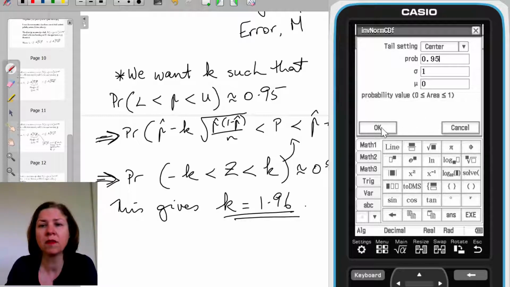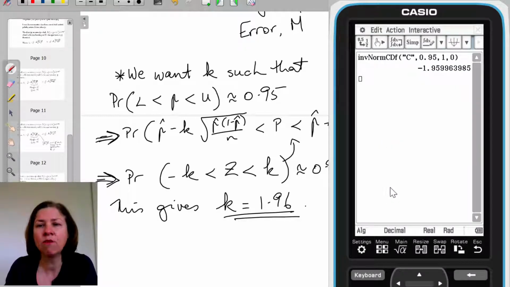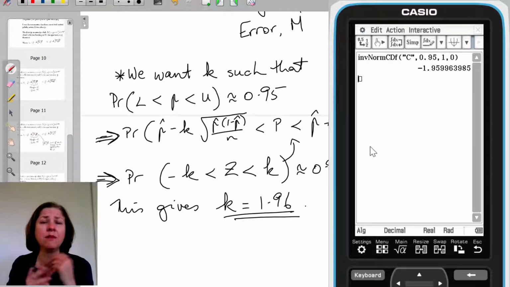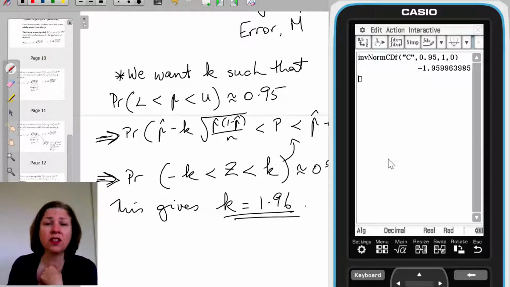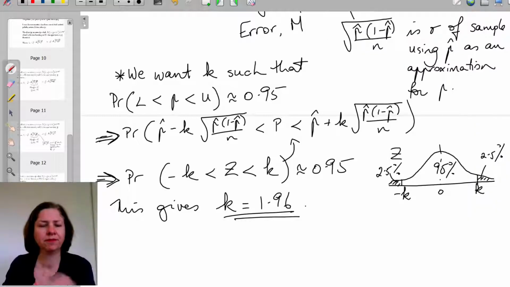Okay. And I get negative 1.96 if I go to 2 decimal places. Now that's the first value, and then by symmetry I know that the second value is 1.96. So it's giving me the two values on the curve, negative 1.96 and 1.96. So this gives me a value of K of 1.96, and that's how we get to that. So let's just hide that again. There we go. Okay.